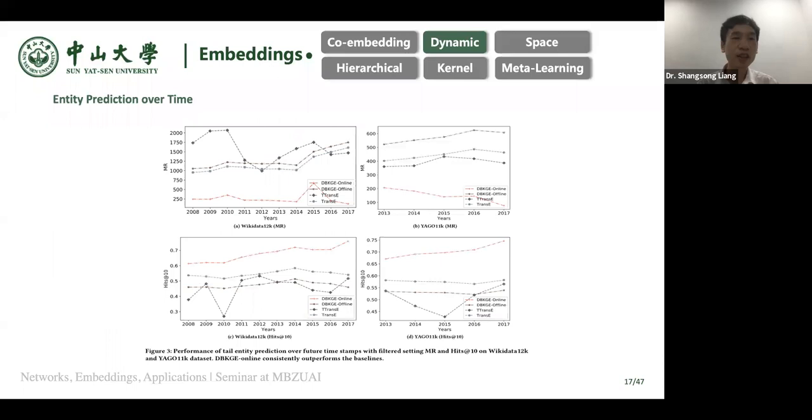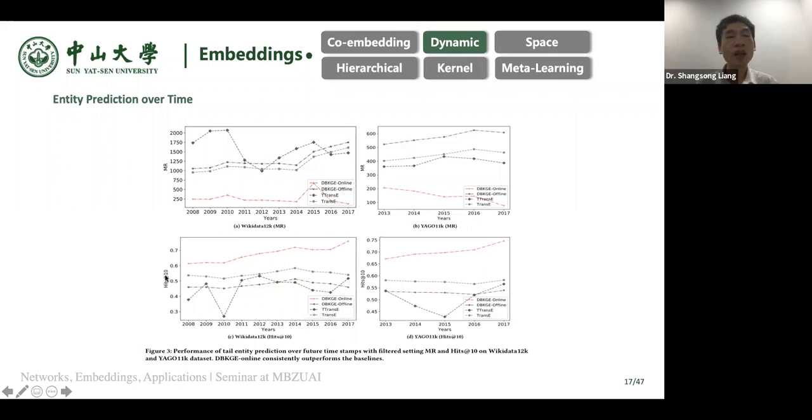We have a number of evaluation metrics to evaluate the performance. One is we try to predict the relationship, what kinds of relationship the two entities associate with. Here we call it entity prediction. The entity is a relationship here. And we have two metrics. One is the mean rank. Another metric is hits at 10.